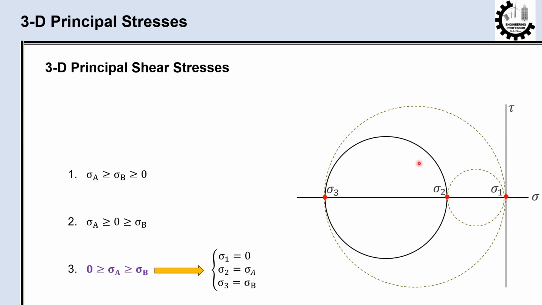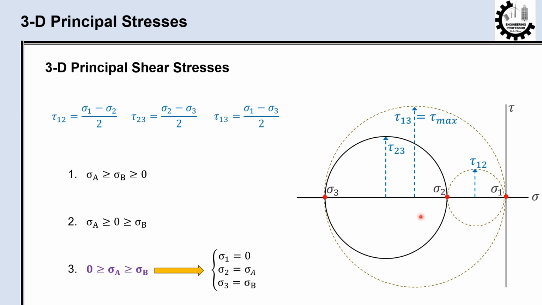Going through all circles, we can determine the principal shear stresses as their radii, tau 1,2, tau 2,3, and tau 1,3. We get the same result that tau 1,3 is the maximum principal shear stress associated with the largest circle. And last thing, in this loading scenario, tau A and tau B do not give us the three-dimensional maximum and minimum principal shear stresses.